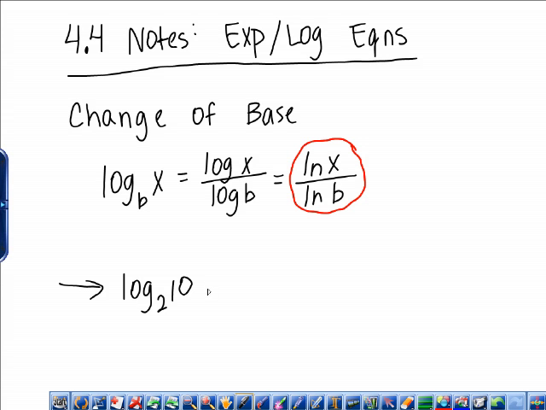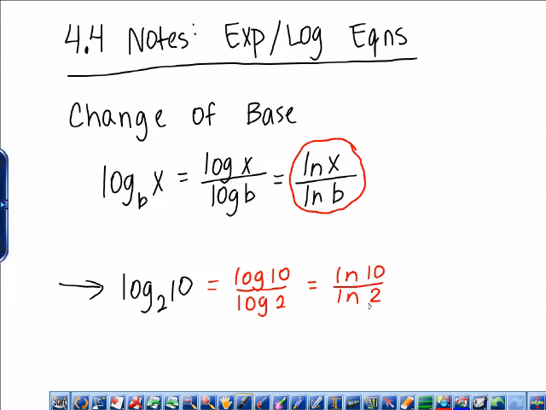So there's a couple of different ways we could write this. We could write this as log of 10 over log of 2. By the way, what is log of 10? That's 1. So it's 1 over log of 2. We could also write this as the natural log of 10 over the natural log of 2.